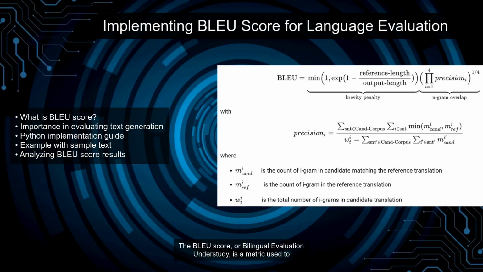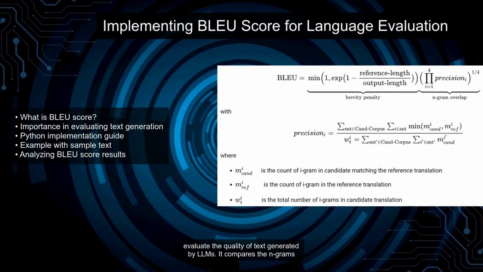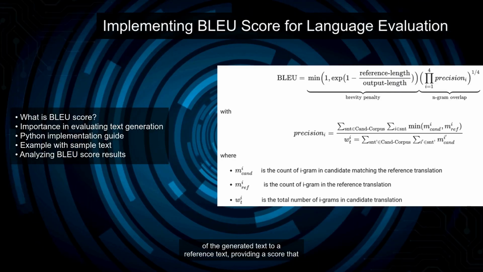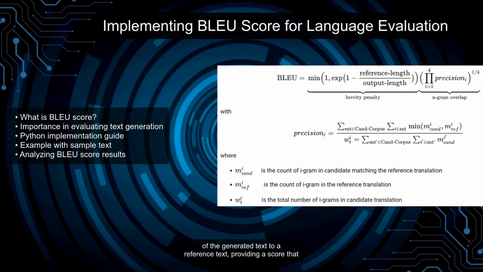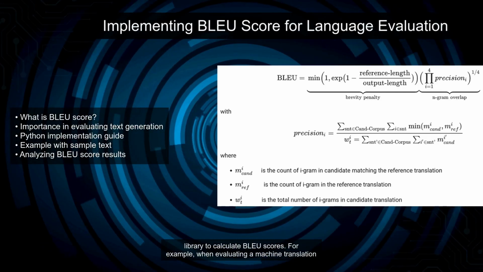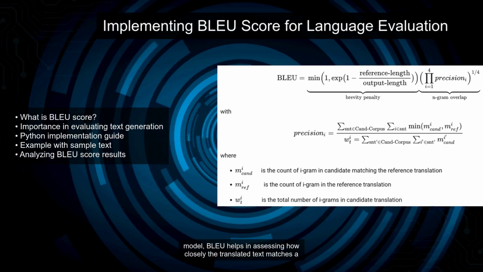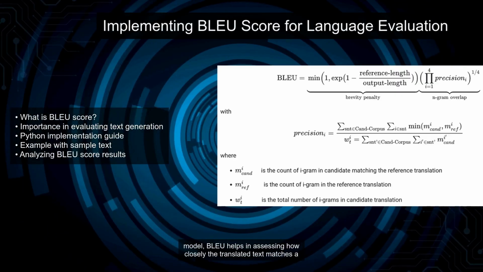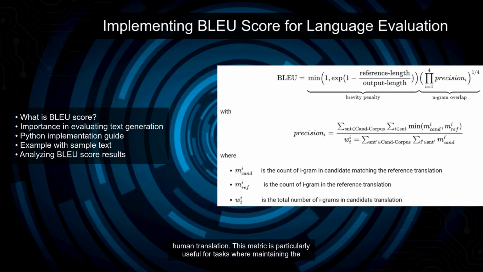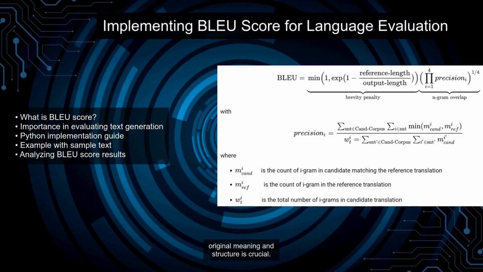The BLEU score, or bilingual evaluation understudy, is a metric used to evaluate the quality of text generated by LLMs. It compares the n-grams of the generated text to a reference text, providing a score that indicates how similar they are. In Python, you can use the NLTK library to calculate BLEU scores. For example, when evaluating a machine translation model, BLEU helps in assessing how closely the translated text matches a human translation. This metric is particularly useful for tasks where maintaining the original meaning and structure is crucial.